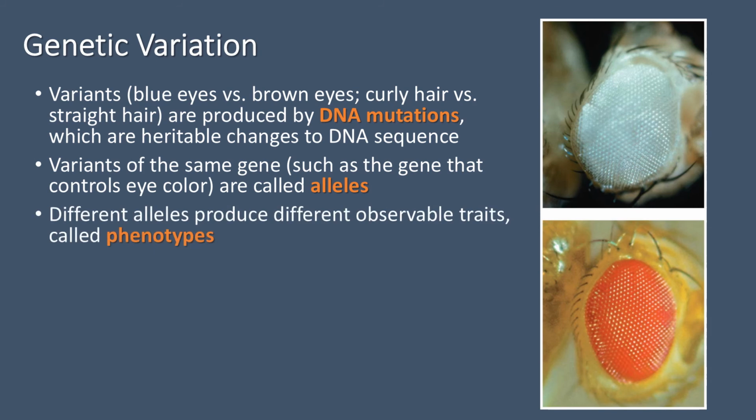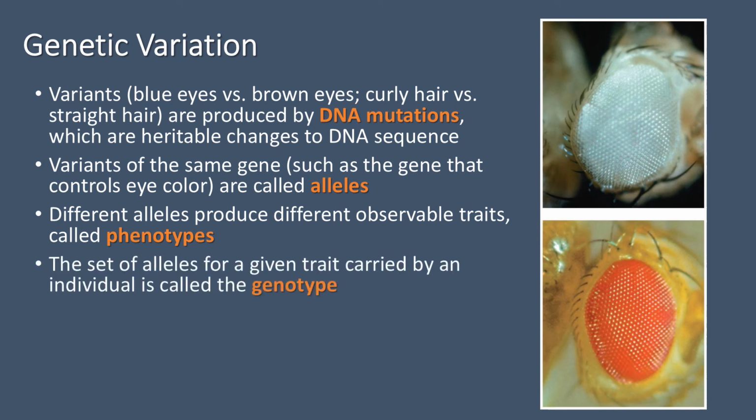So as you can see, different alleles are going to produce different observable traits, and these observable traits are called phenotypes. So the phenotype for the fruit fly on the bottom is a red eye, and the phenotype for the fruit fly on the top is a white eye. The actual DNA that's present that codes for these specific alleles is called the genotype, and we'll talk a lot about alleles, phenotypes, and genotypes in Chapter 3 when we talk about Mendelian genetics.